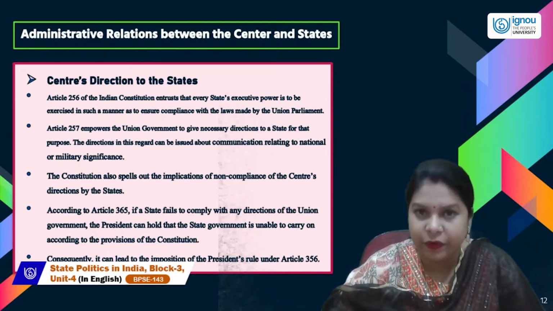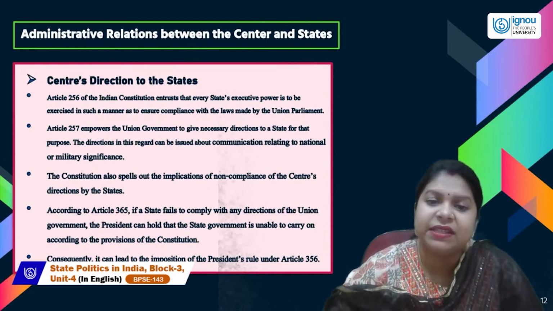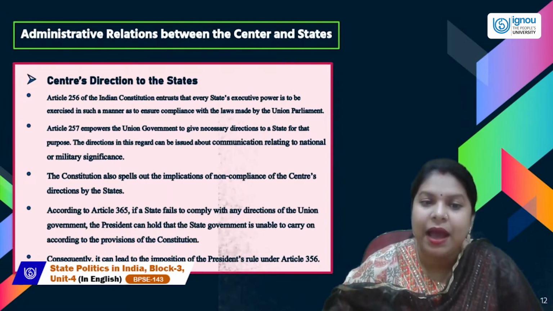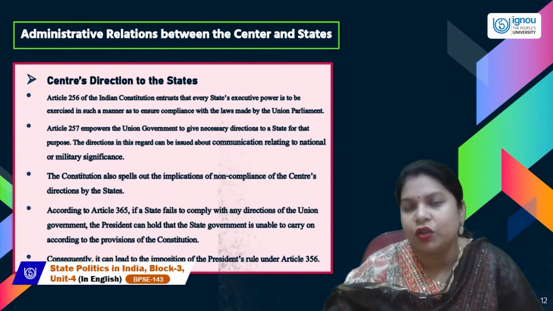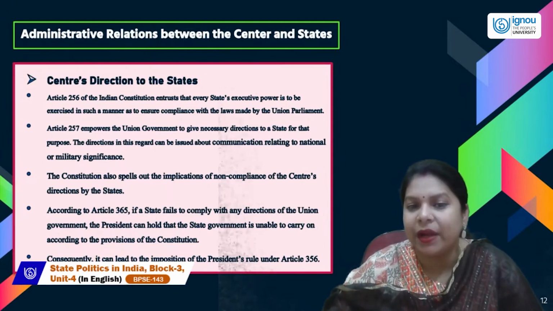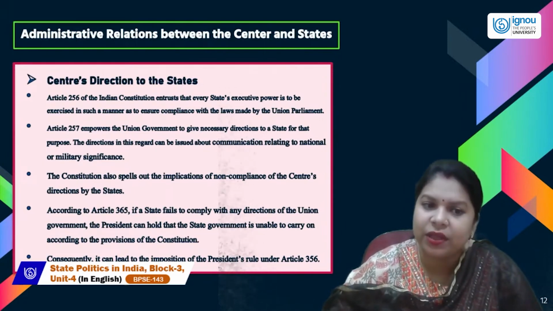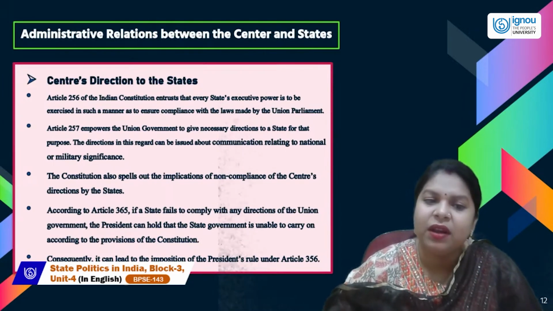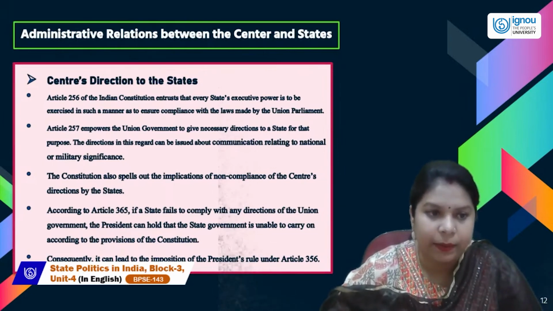So, Article 256 of the Indian Constitution entrusts that every state's executive power is to be exercised in such a manner as to ensure compliance with the laws of the Union Parliament. So, there is a compulsion on states that they should exercise their executive power in such a manner that it should be in compliance with the laws made by the Union Parliament.